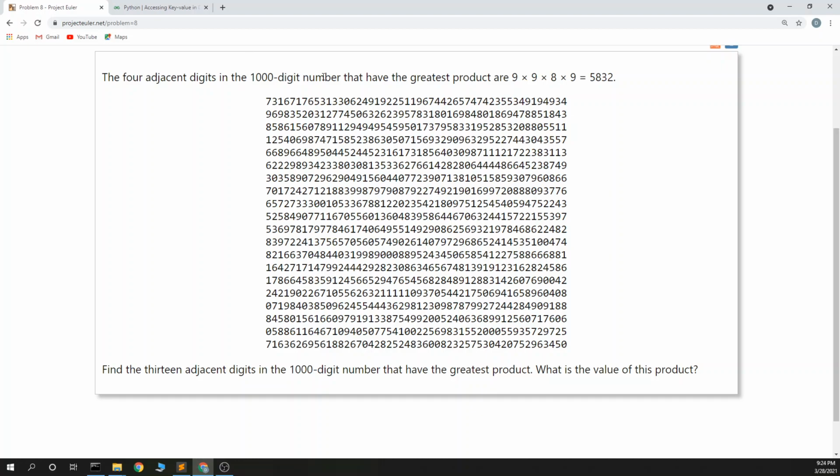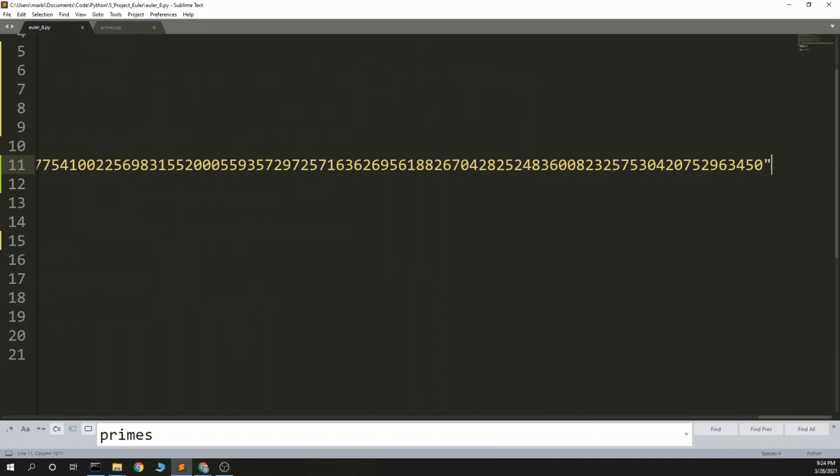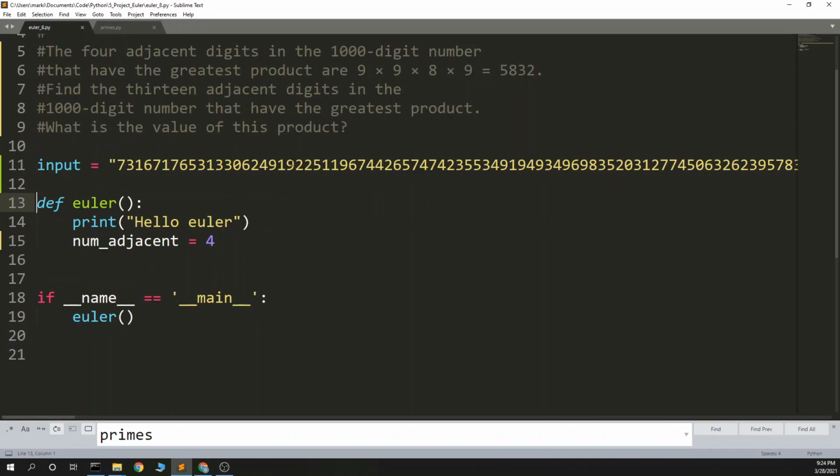Greatest product. The example: if I multiply 4 digits together, 9 9 8 9, the greatest product is 5832. That's 4 digits, and they want the 13 adjacent digits. So for instance, the first 4 digits would be 7 times 3 times 1 times 6. So we want the 13 adjacent digits that give the greatest product. Go ahead and input this number just as a 1,000 character string. Let's go for it.